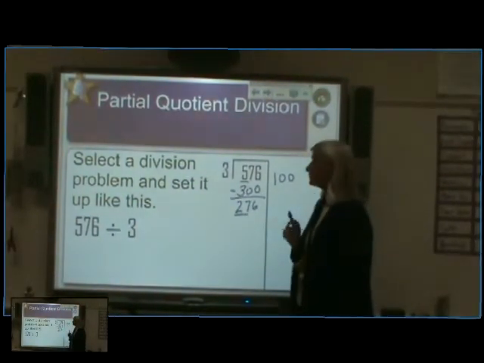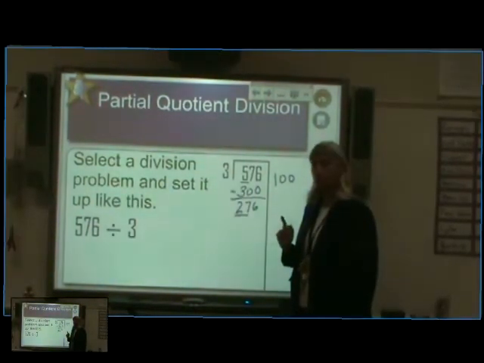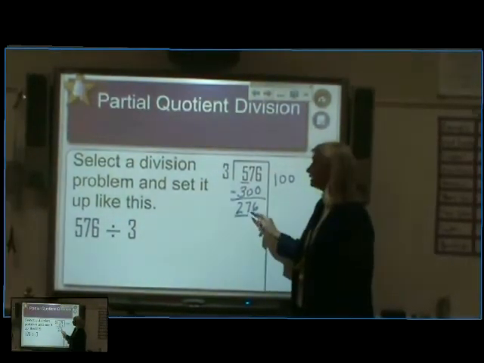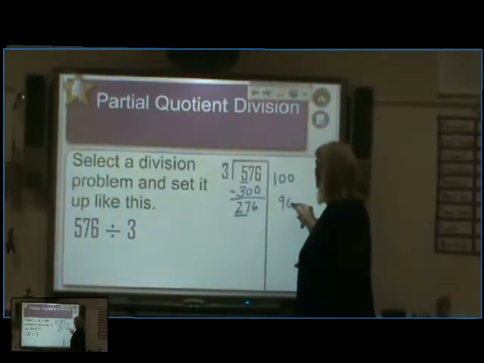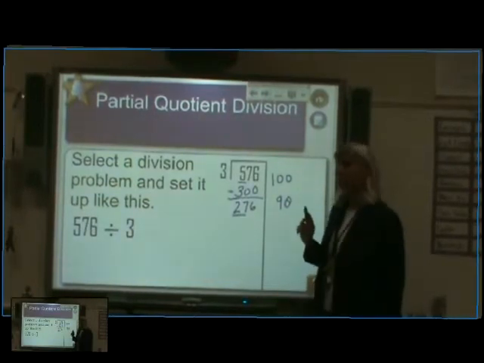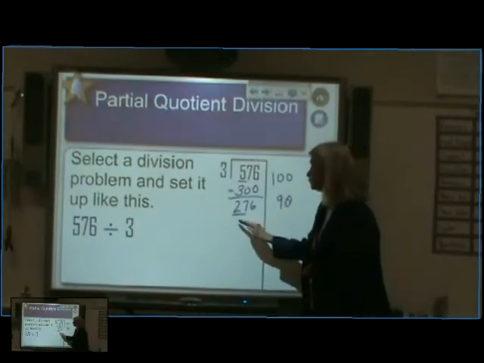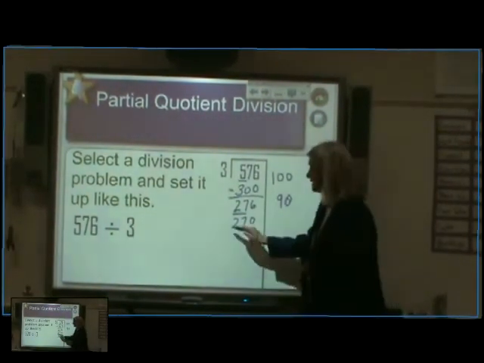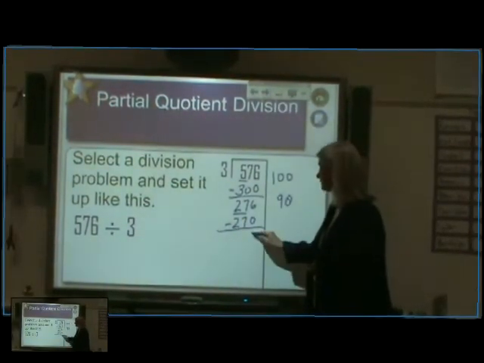So we need to ask ourselves, what can I multiply by 3 to get me close to, but not over, 27? And the answer to that would be 9. So I could share 9 tens with my three groups. So I'm going to write my 9 tens, which is 90, over here. Now I have to again multiply the 9 times the 3, and that tells me that I used 27 tens, which would be 270. And now I am going to subtract that, and I am going to get 6 left over.